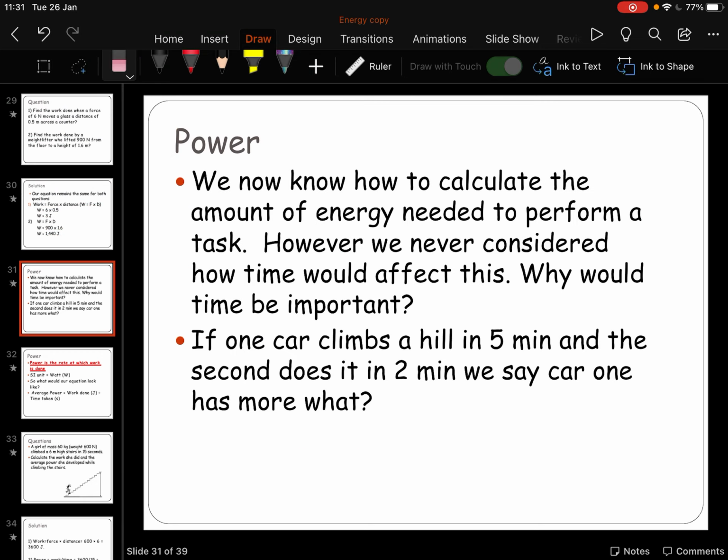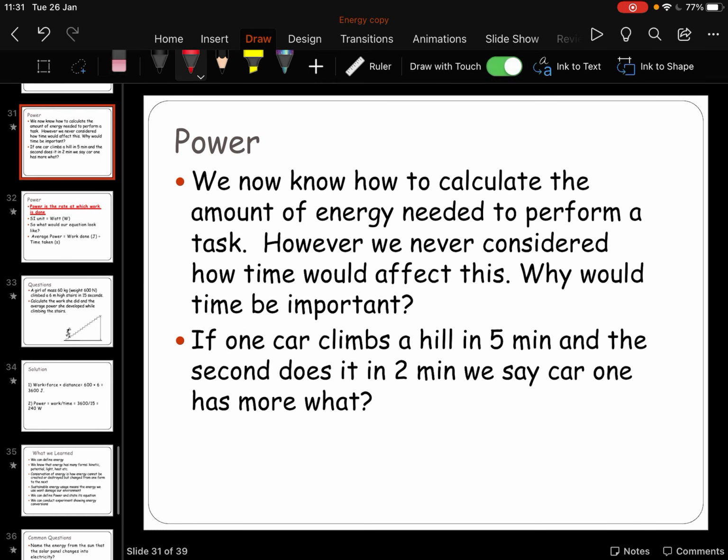Okay? Alright. That's it. That's all it'll ever be, guys. Very straightforward. Now, power. So we're now on to power. We're almost finished this topic. So power. We now know how to calculate the amount of energy needed to perform a task. However, we never considered how time would affect this. Why would time be important?